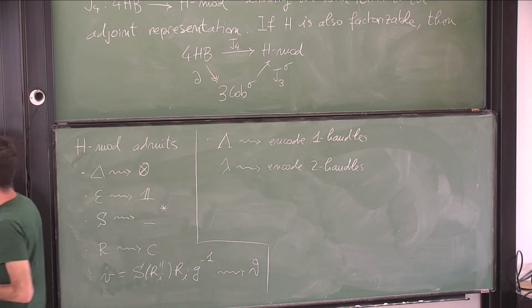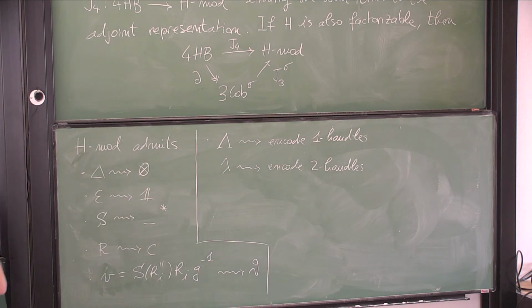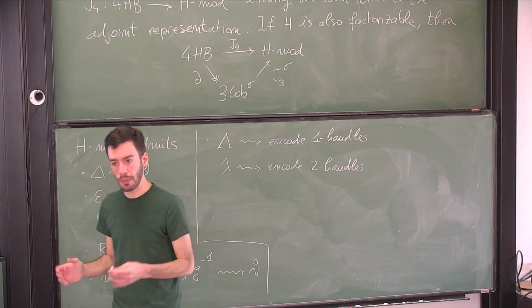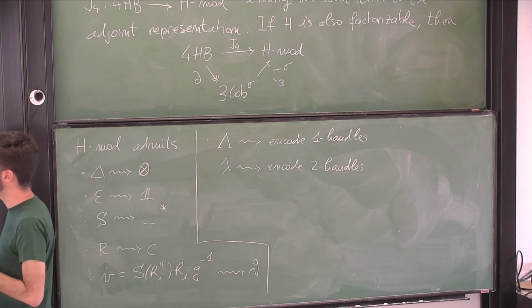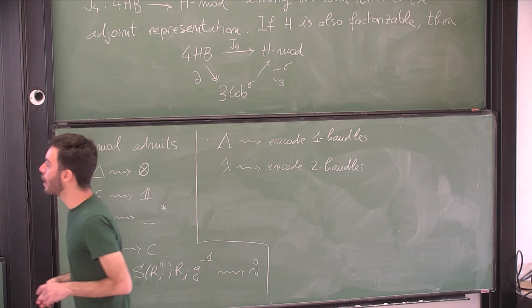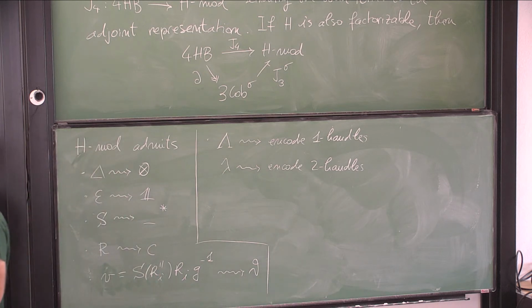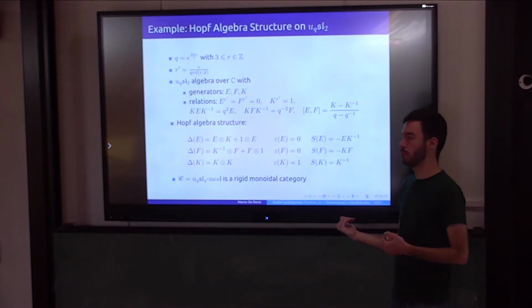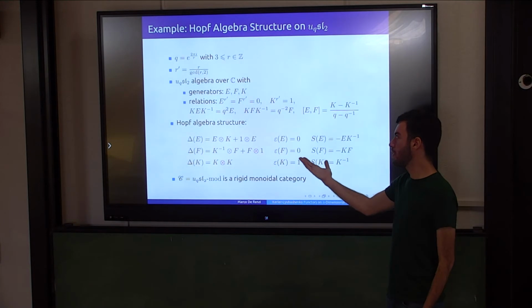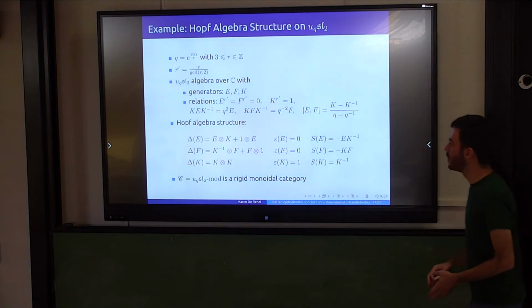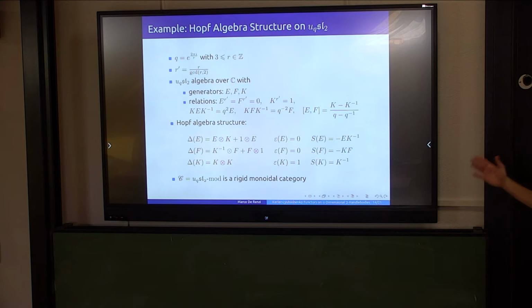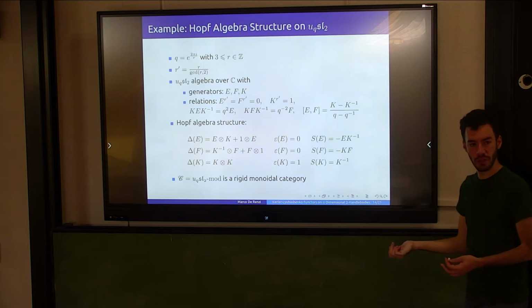So we fix q to be a root of unity of order r, and r again is an integer which is at least 3. And we also fix this r prime that is either r when r is odd, or r over 2 when r is even. Okay? Then U_q(sl2) as an algebra is defined as the algebra over complex numbers with 3 generators, E, F, and K, and with these well-known relations.